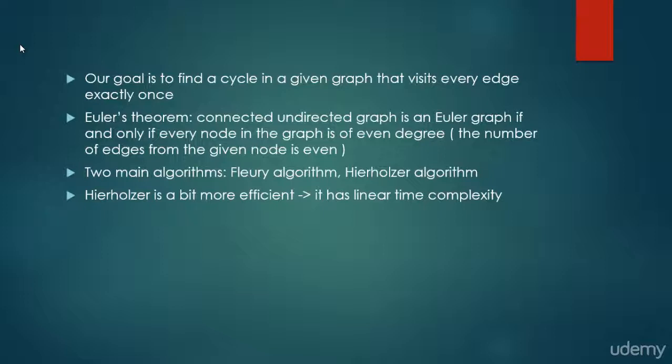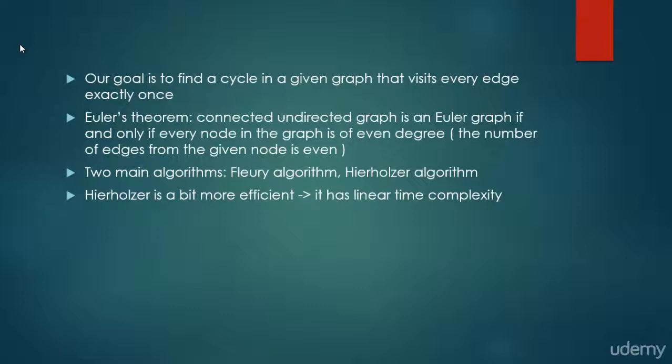Our goal is to find a cycle in a given graph that visits every edge exactly once, and according to Euler's theorem, a connected and directed graph is an Euler graph if and only if every node in the graph is of even degree, which means that the number of edges from the given node is even. It can be divided by 2.